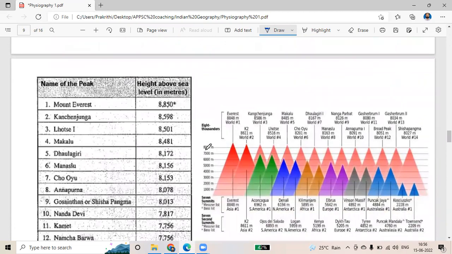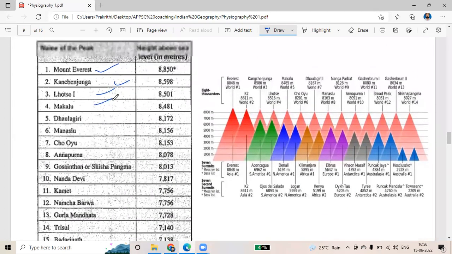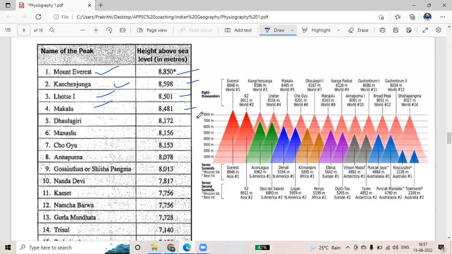If you look, the highest peak in this is the first one, Mount Everest, second one is Kanchenjunga, then Lhotse, Makalu, and many more, you can see 1 2 3 4 5 6 7 8 9. So out of 14, mostly 9 are in this Greater Himalaya. Sorry, the value I said was a mistake, that 8611 was for Mount K2, and Kanchenjunga's height is 8586.